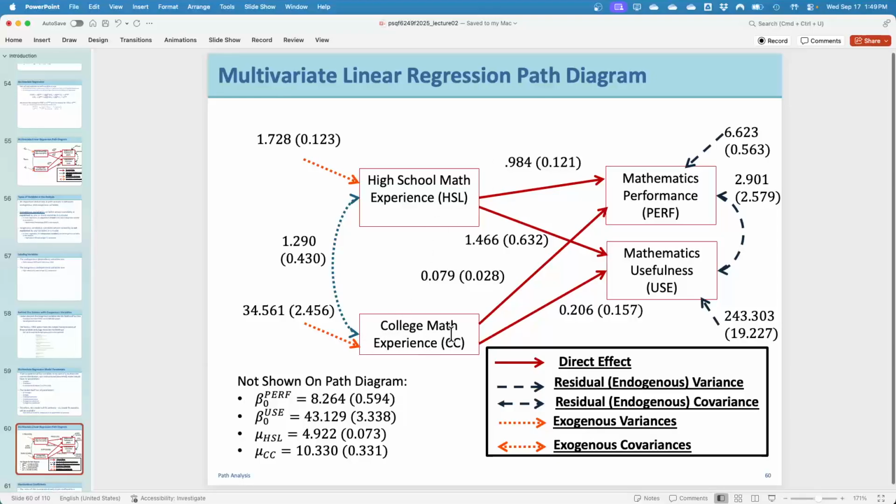For college math experience, that slope is 0.079. Now it's different because college is in credit hours, high school is in classes, right? So this is for every credit hour. Now, you teach college math, Michael? What are the credit hours of your classes?